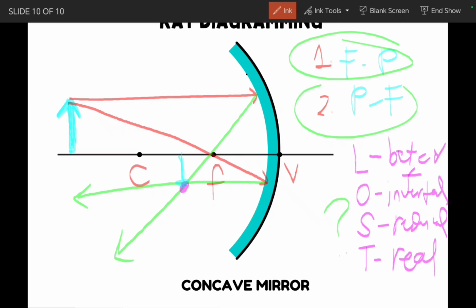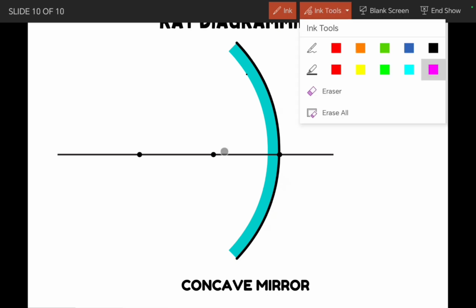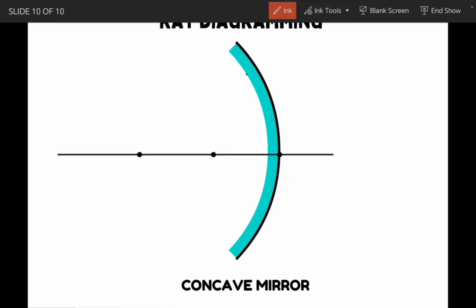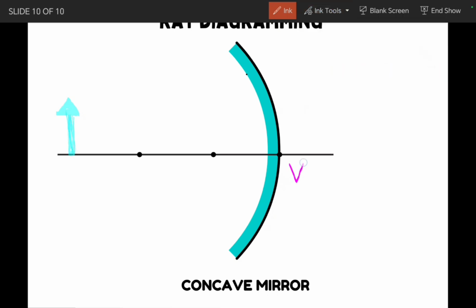This time, let us not use the F2P ray and the P2F ray. Let's see if it will still work. Let's erase everything and try again. This time, I am going to draw an image again, still on the same location. The object is located beyond the center of curvature. Here are the vertex, the focal point, and the center of curvature.